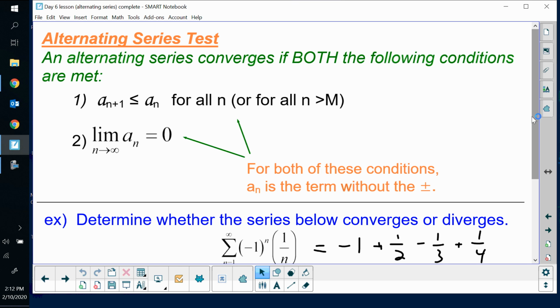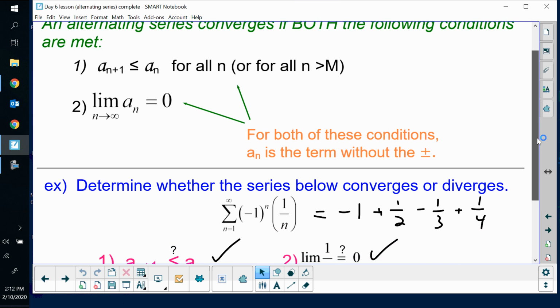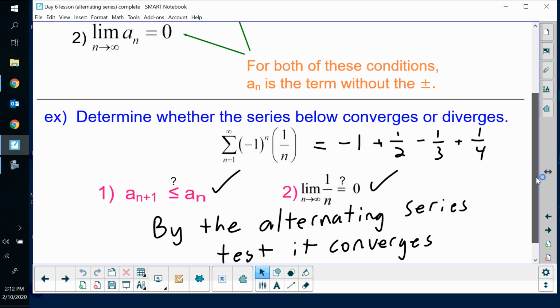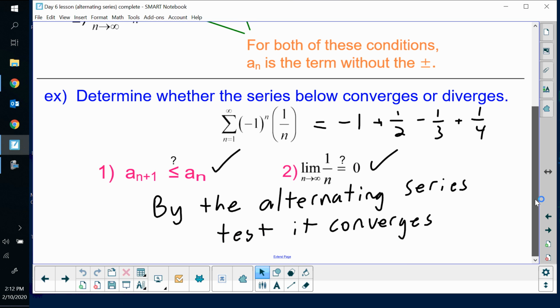Now remember, a good strategy on any series question, if you're unsure how to approach it at first, is to write out several terms, and that might jog your memory of what to do. That is a good strategy to use anytime you are not sure how to approach a series question.